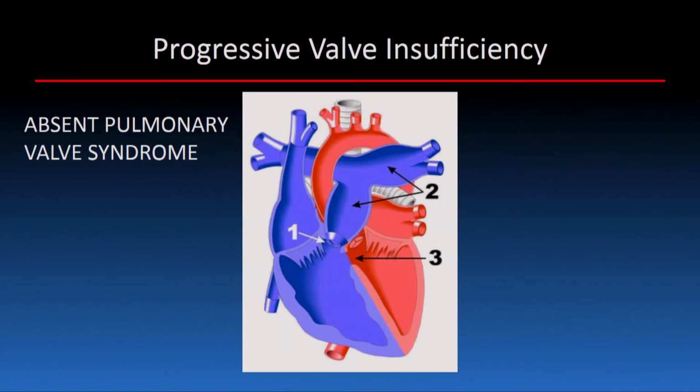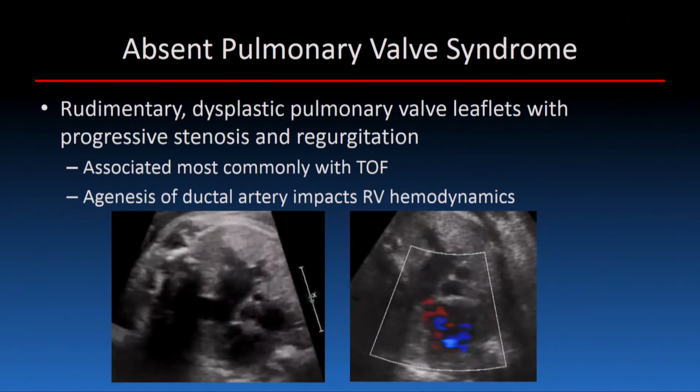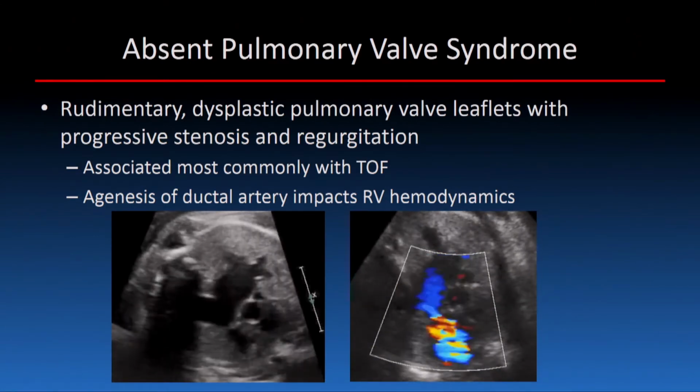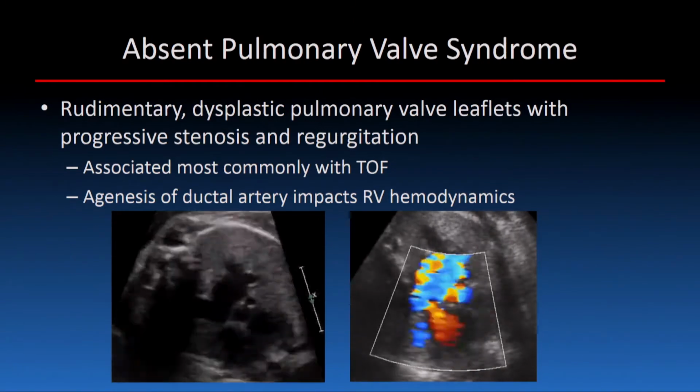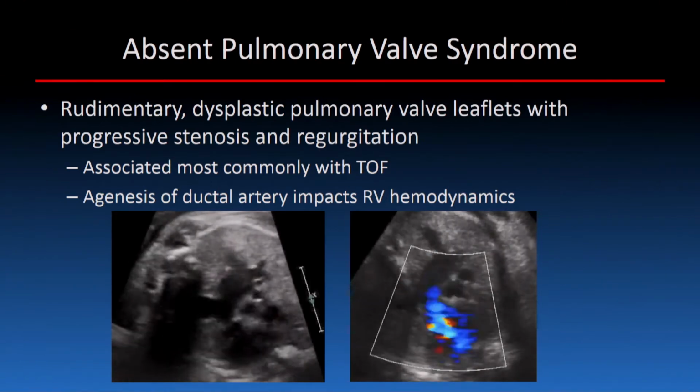So I'm going to use absent pulmonary valve syndrome as our lesion to discuss progressive valve insufficiency. Dr. Freud, after this talk, is going to be talking about Ebstein's anomaly, so I left that one to her. So absent pulmonary valve syndrome is described as rudimentary dysplastic pulmonary valve leaflets with progressive stenosis and regurgitation. It's most commonly associated with tetralogy of Fallot, but can be seen with intact ventricular septum as well.